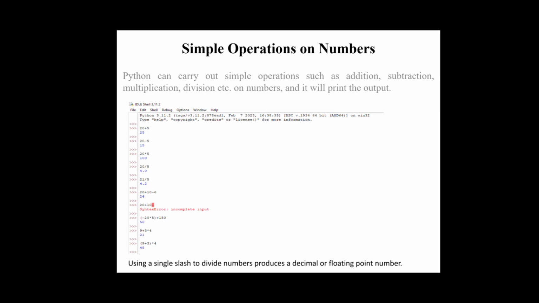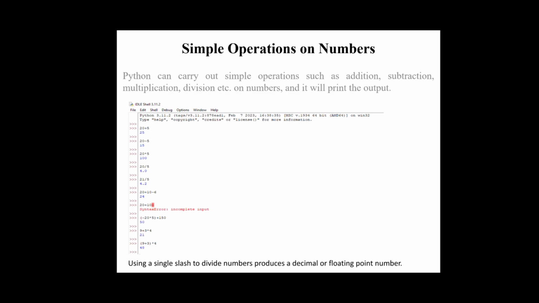Now, in the next example, under bracket, minus 20 asterisk 5 plus 150. Now, as per BODMAS rule, that is brackets, then orders, then divide, then multiply, then add, then subtract. We will follow this sequence. So bracket operation will perform first. That's why minus 20 asterisk 5 is minus 100 plus 150, that is equal to 50.